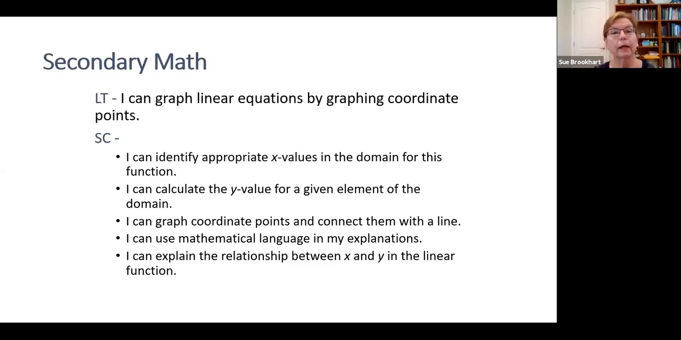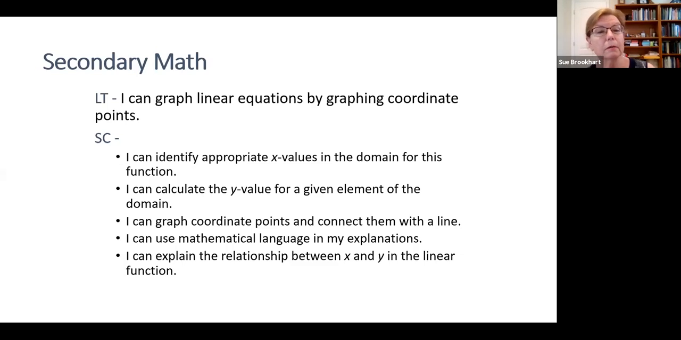So: I can identify appropriate x values. I can calculate the y value for any one of those. I can graph coordinate points. So maybe that should say 2 coordinate points, and connect them with a line. I can use mathematical language in my explanation. Well, those first 3 are procedural. I can use mathematical language in my explanations and explain the relationship between x and y. That's more conceptual. And that would be at the beginning when you're just learning to do this.